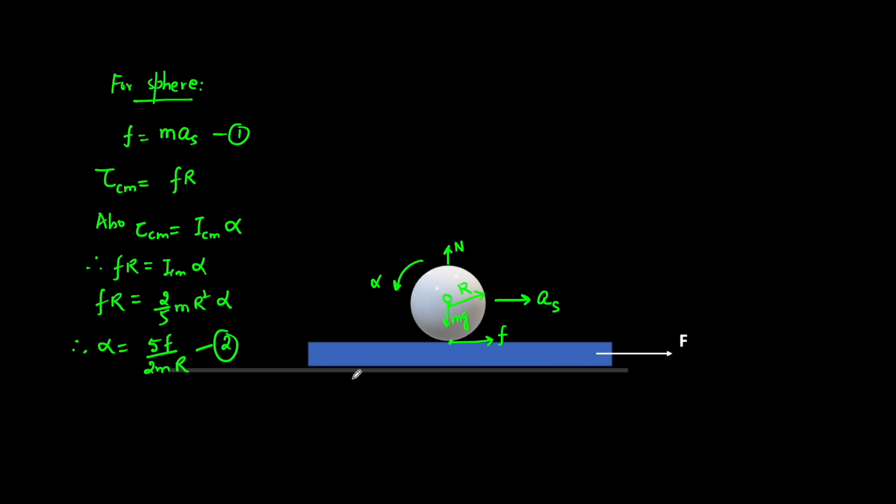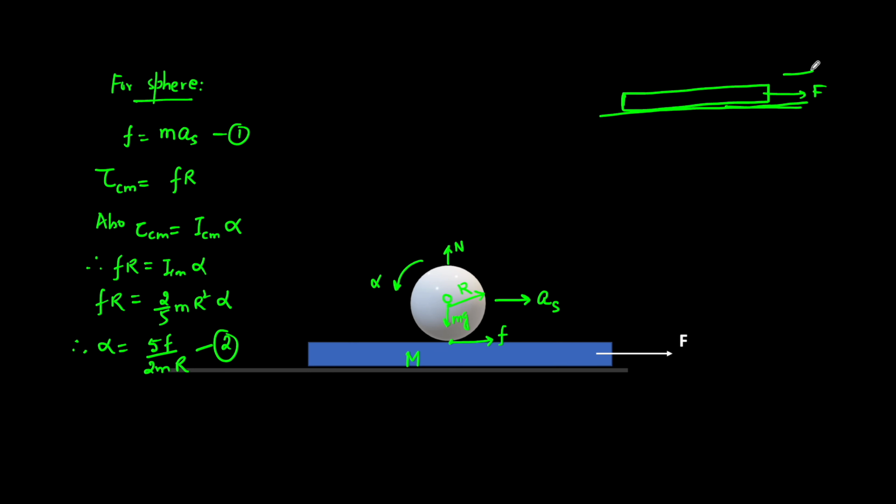Then for the plank, the mass of the plank is big M. The forces acting on the plank are, if I draw the free body diagram of the plank, guys, have a look. This is the plank. Now the force F is applied on it.